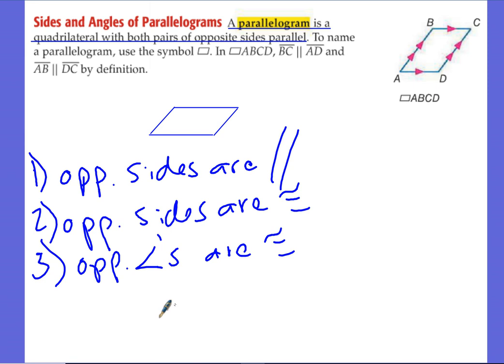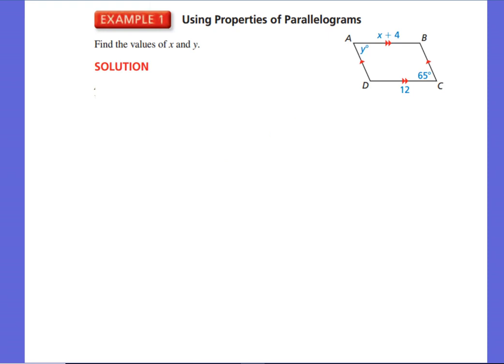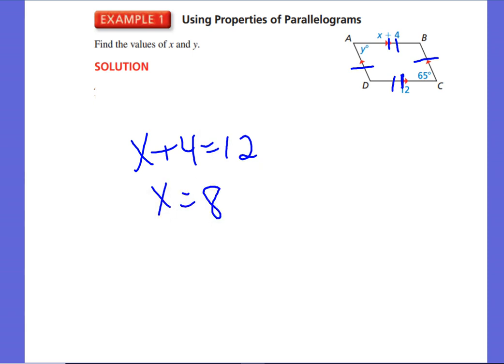And we're going to use those in application here for today. So let's take a look at an example first and foremost. It says find the values of x and y. Well, what do we know? We know it's a parallelogram because both pairs of opposite sides show those parallel arrows on it. Then I know that opposite sides are congruent to one another, meaning that x plus 4 is the same value as 12, determining that x has a value of 8. Since it is a parallelogram, we did learn that the opposite angles were congruent to each other, meaning that y was equal to 65 degrees.